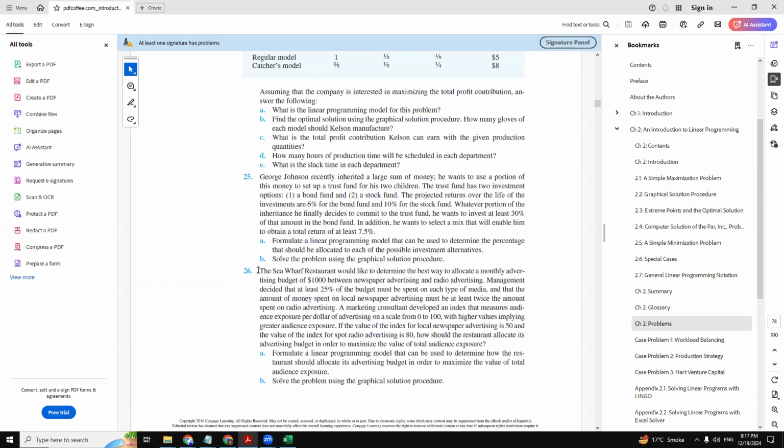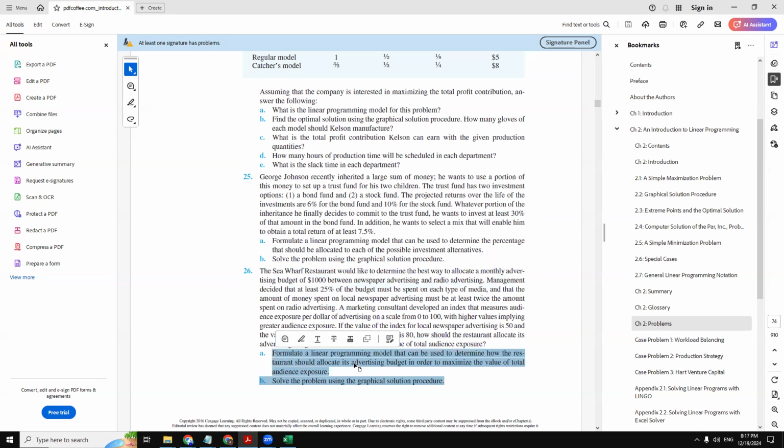So this question is: the Sea Wharf Restaurant would like to determine the best way to allocate its monthly advertising budget of $1,000 between newspaper advertising and radio advertising. This question has two parts.